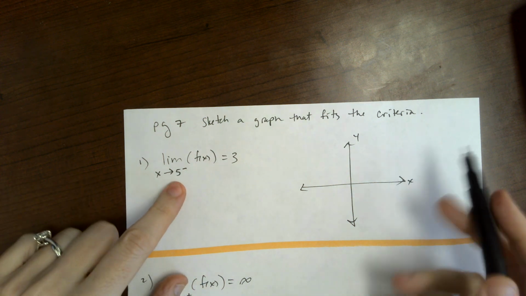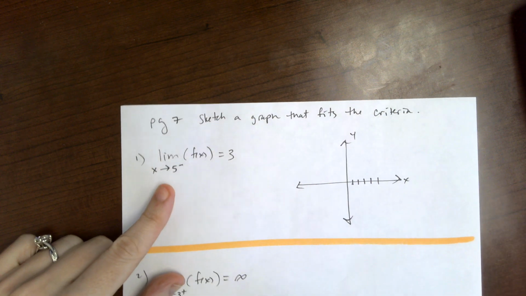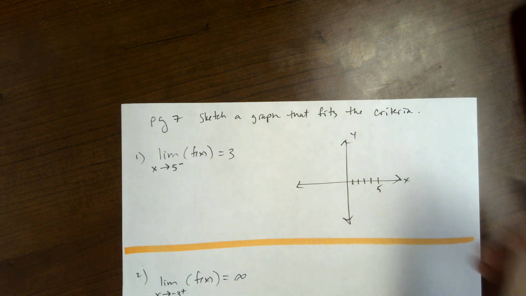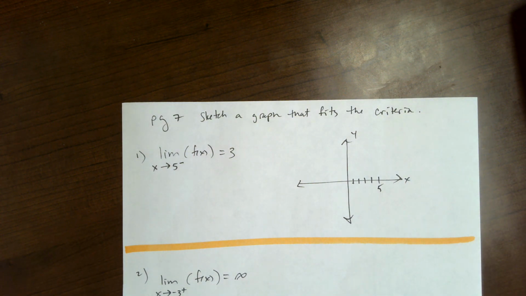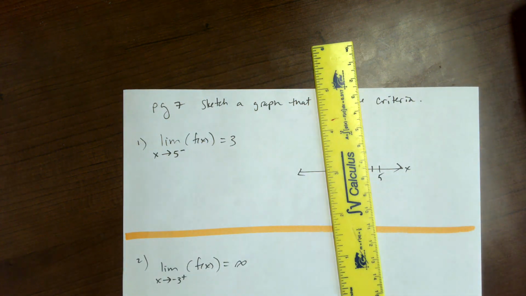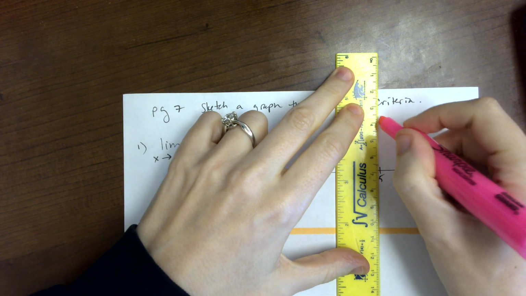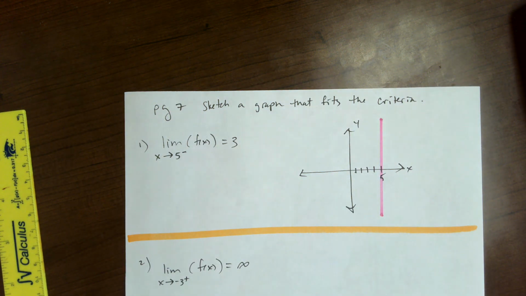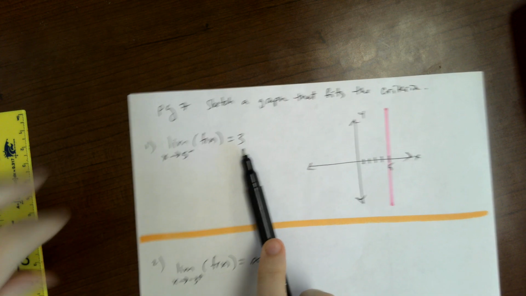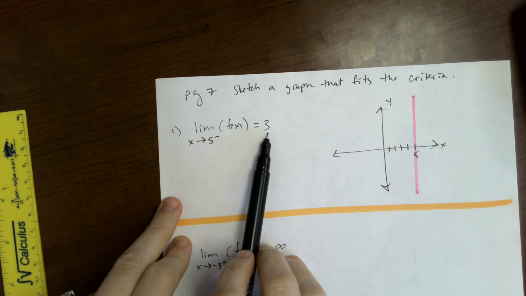Okay, so let's find the wall. It's at 5. 1, 2, 3, 4, 5. All right, so find where the wall is. Use a highlighter to put the wall in there if you want. All right, so I'm going to do that. All right, so I'm putting the wall in right there. And then the limit is equal to the level. So the limit as x approaches 5 from the left of f of x equals 3.